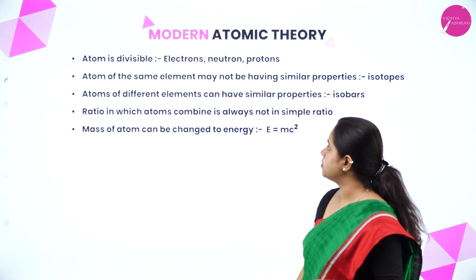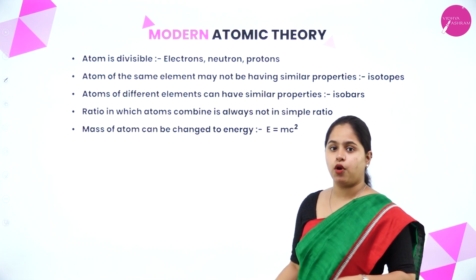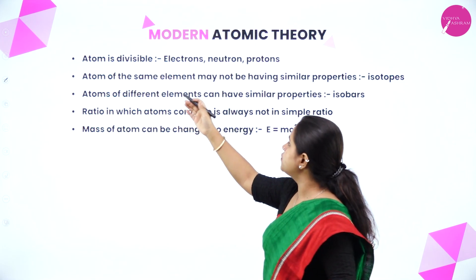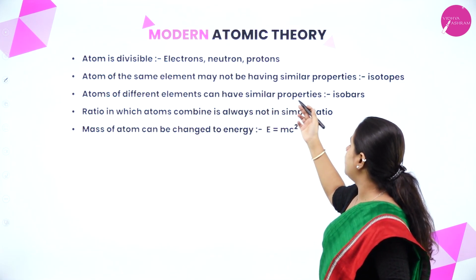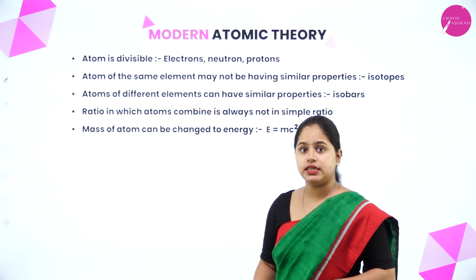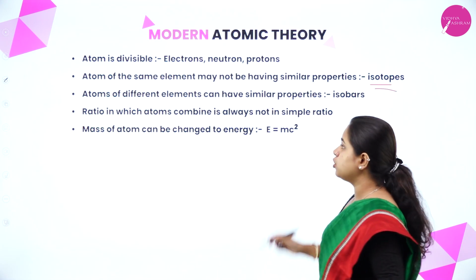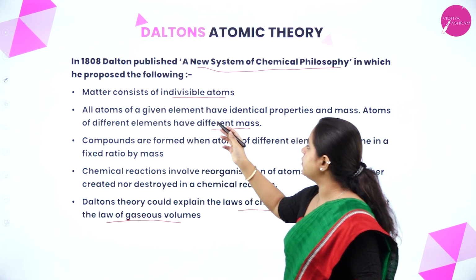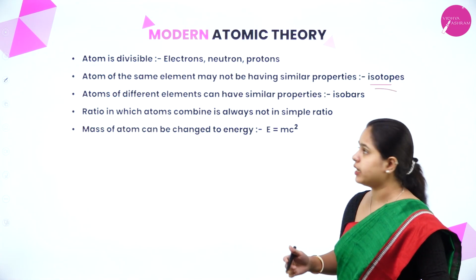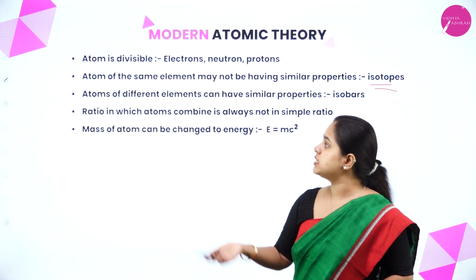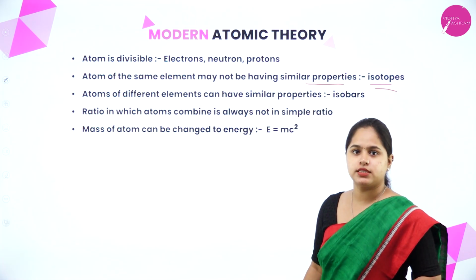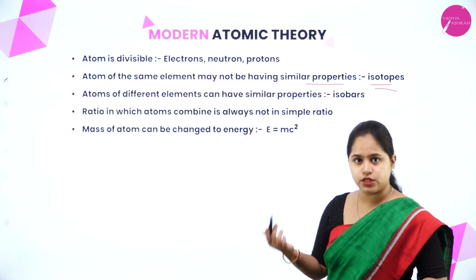Atoms are actually divisible. That is, electrons, neutrons and protons, subatomic particles are present in it. Next one, atoms of the same element may not have similar properties. Yes, we have studied about isotopes. In Dalton's atomic theory, it was given that all atoms of a given element have identical properties, right? So it need not be true always. Atoms of the same element may not have similar properties always. Yes, an example for it is isotopes, right?